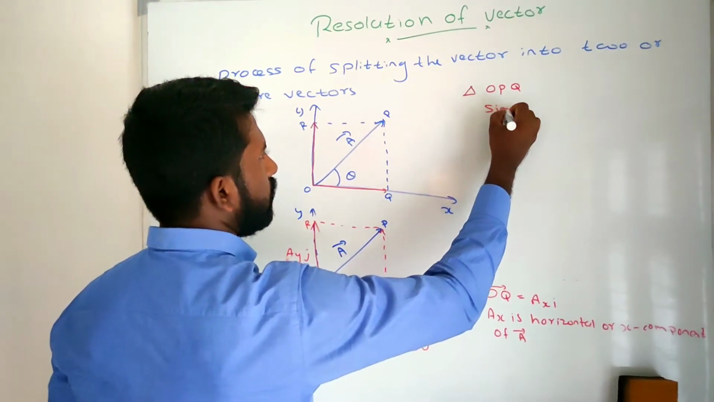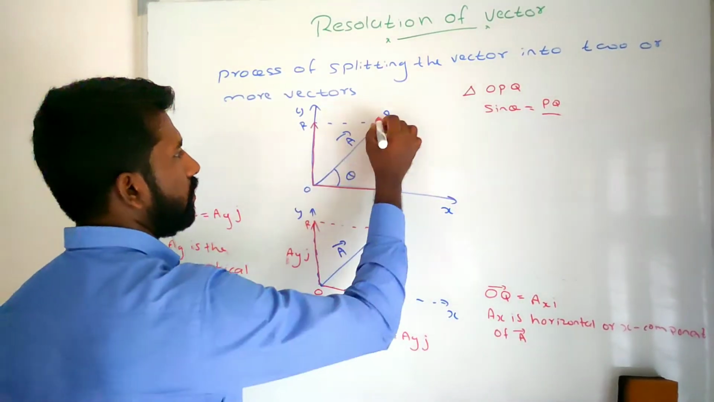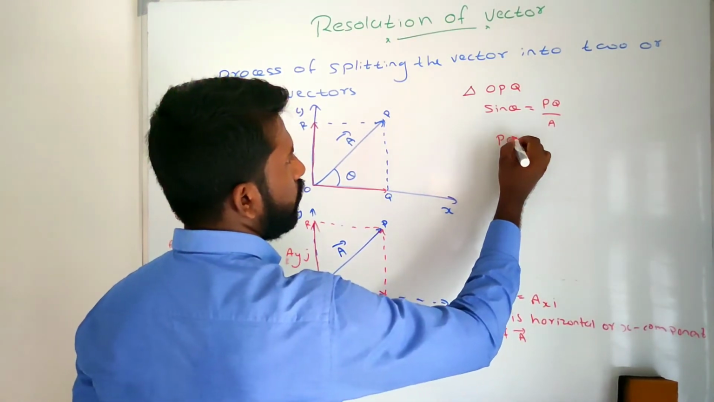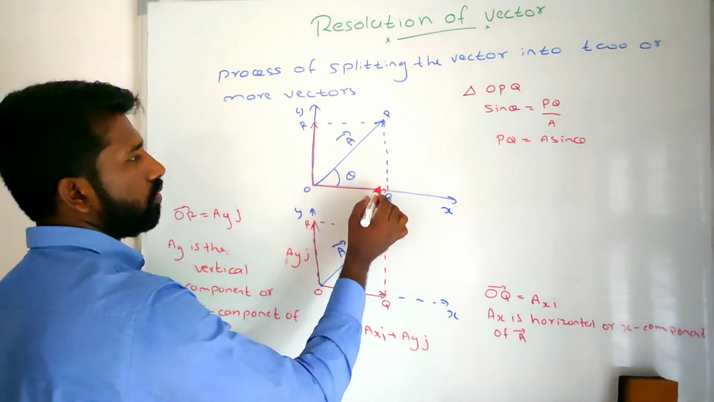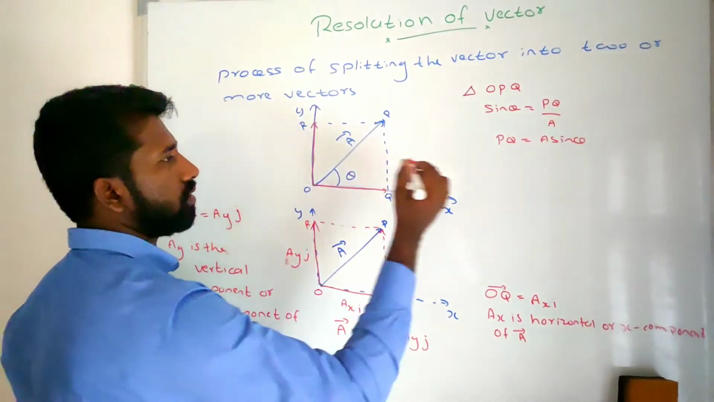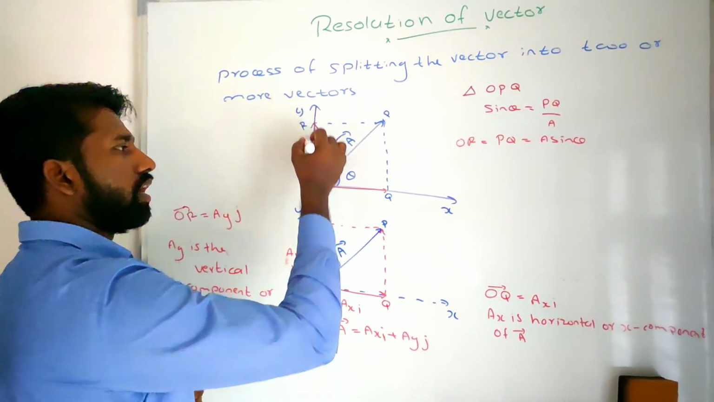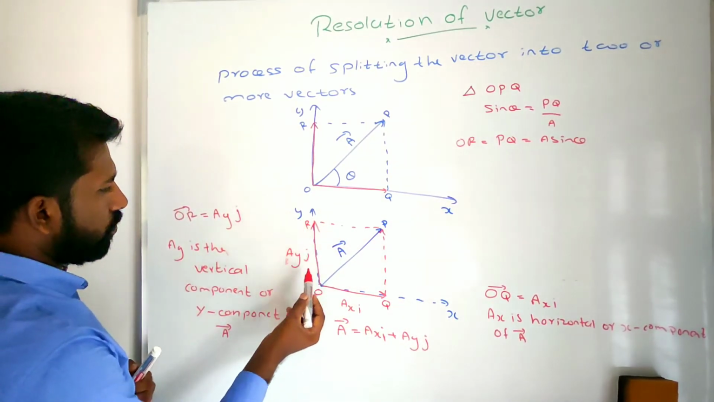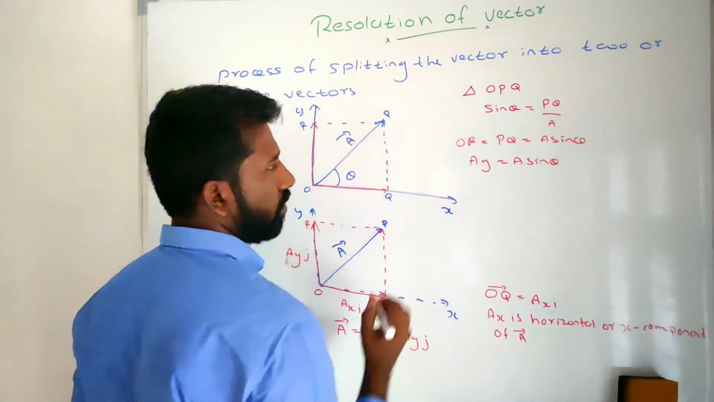So from the triangle OPQ, sine theta is equal to the opposite side, that is PQ, divided by the hypotenuse. What is this side? That is the magnitude of the A vector. So PQ is equal to A sine theta. What about PQ? Based on the parallelogram law of vector addition, that is equal to OR. So OR is equal to PQ is equal to A sine theta. That is the magnitude of OR. What is the magnitude of OR? We got it as AY. So AY is equal to A sine theta. Okay, clear?